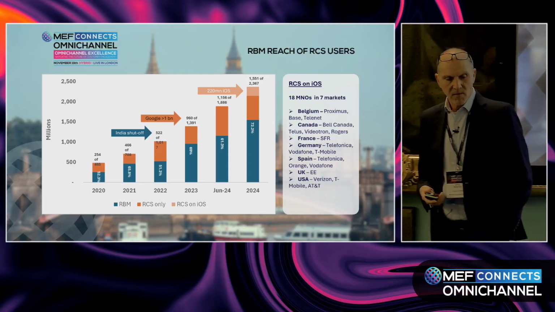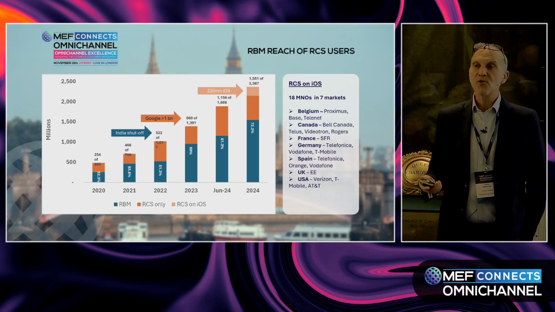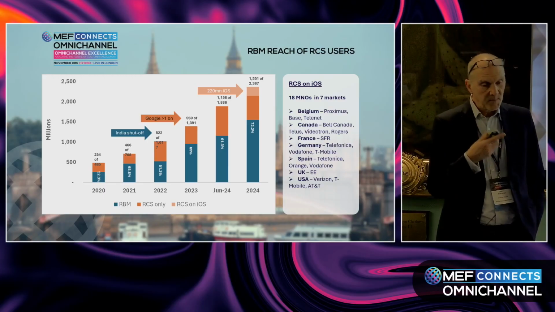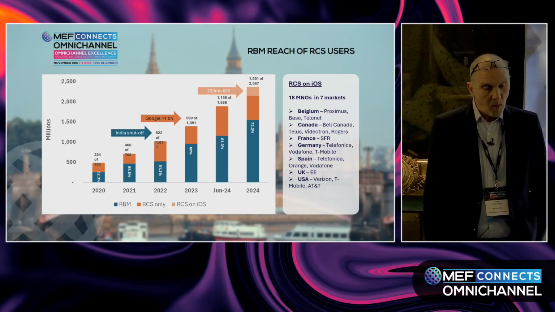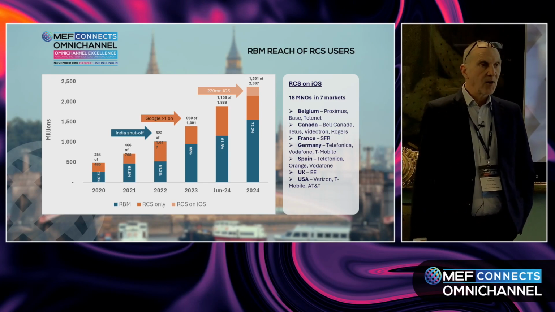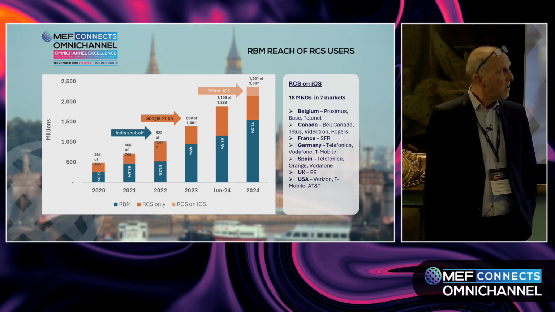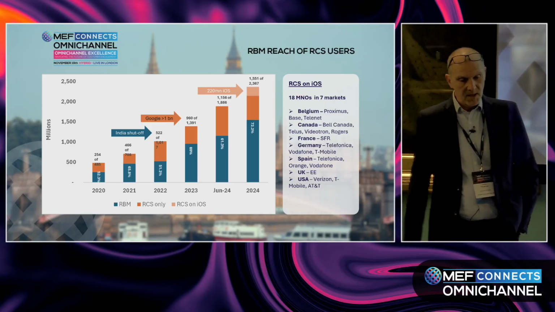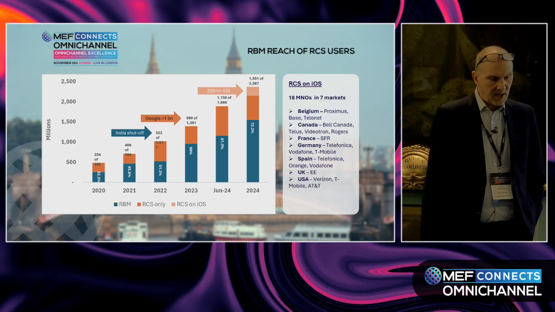And you can see that we're going from around 52% penetration, RBM penetration of the total RCS base, over here in 2020, going up to around 61% or so in June this year, and on course for about 72% by the end of this year. The drop you can see in the middle there in 2022 was when India turned off RBM.